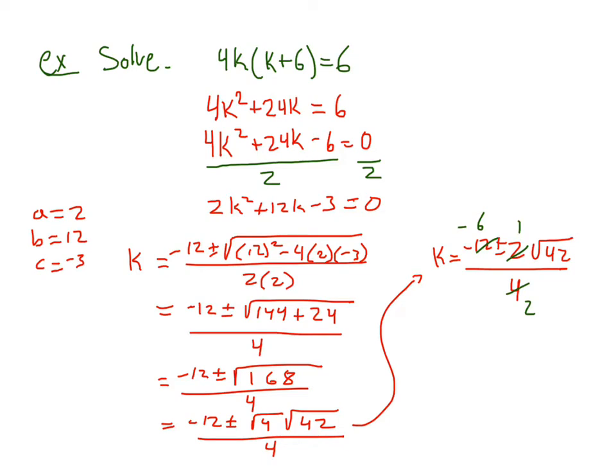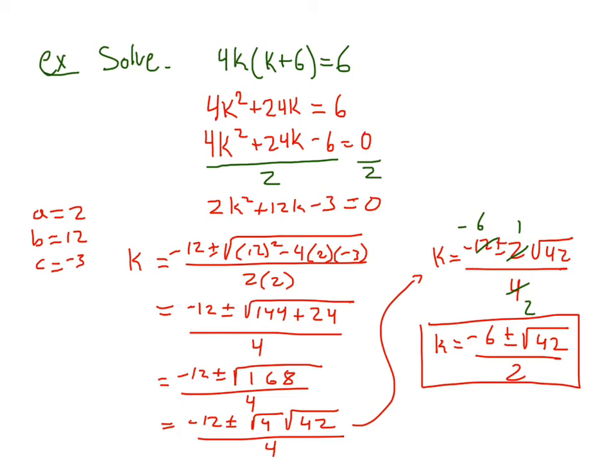And that leaves us with our final answer of k equals negative 6 plus or minus 1 times the square root of 42. We don't need the 1 there. All over 2. And there we have our solution. Two answers: negative 6 plus the square root of 42 over 2, and negative 6 minus the square root of 42 over 2.